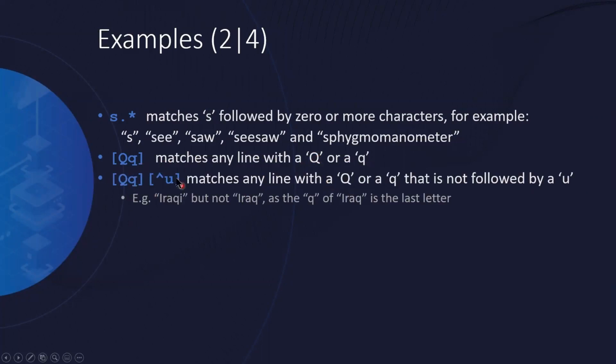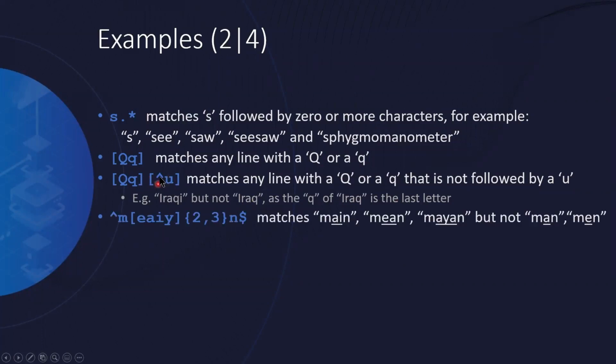This expression would match any line with a big Q or a small q that is not followed by a U. So it would bring up Iraqi, QI, but not Iraq, because the Q of Iraq is the last letter, and this maintains that the Q must be followed by a letter, but it can't be followed by a U.